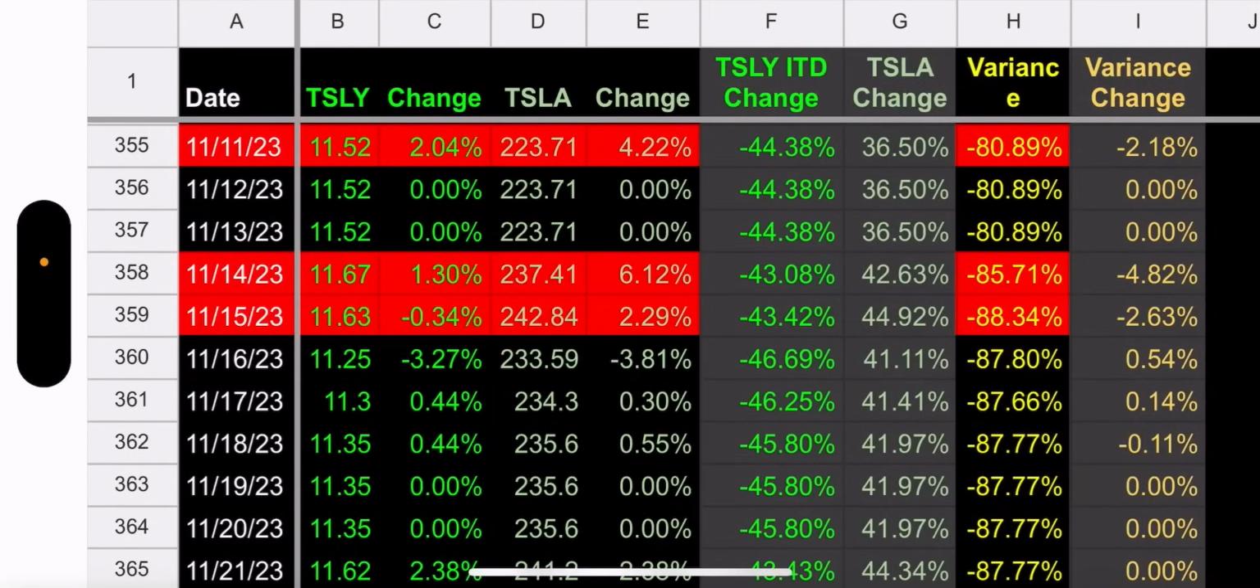So if you can see, Tesla went up 4.22% on 11/11. We went up 2%. Okay, they weren't done, right? It looks like it was the weekend, and then Monday Tesla went up 6.12%. TSLY went up 1.3%, and they were done. That's it. They were capped. And then Tesla continued to go up 2.29%, and then actually Tesla went down by 3.34%. So if you look at the variance change for those 3 trading days in a row, we're looking at about a 9% loss. Like we lost out on 9% capital gains.